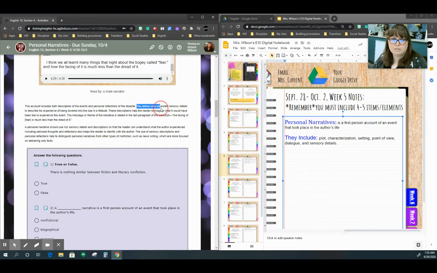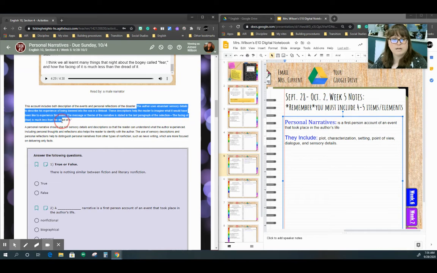The author uses abundant sensory details to describe his experience of being lowered into the sea in the lifeboat. These descriptions help the reader to imagine what it would have been like to experience this event. The message or theme of the narrative is stated in the last paragraph of the selection. The face of fear is much less than the dread of it. When you're in the moment, it's not as bad as the time leading up to it. If you know it's coming, you have all that time to worry about it.